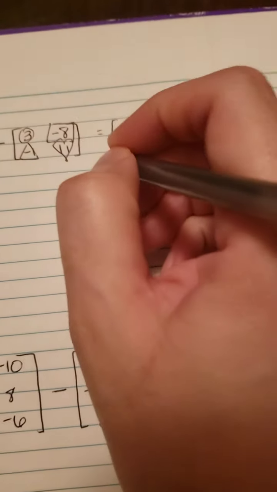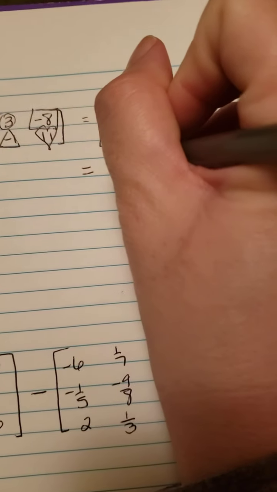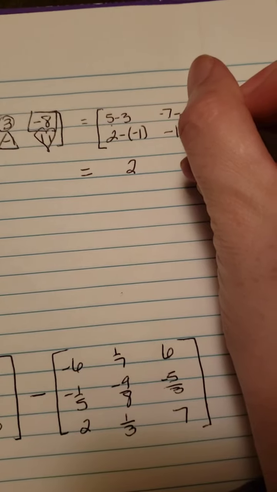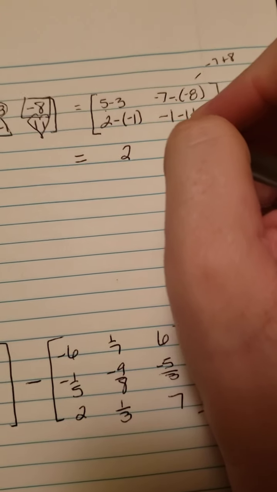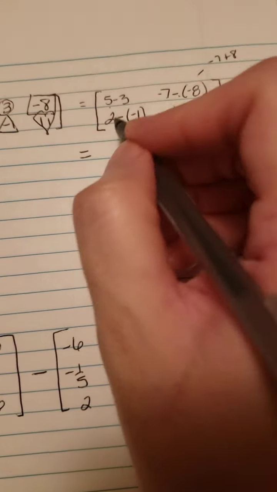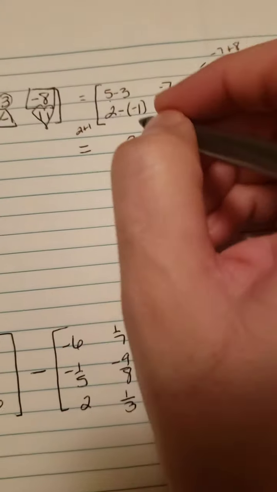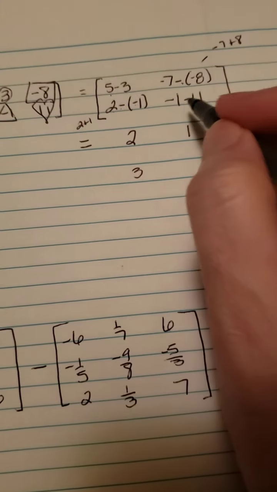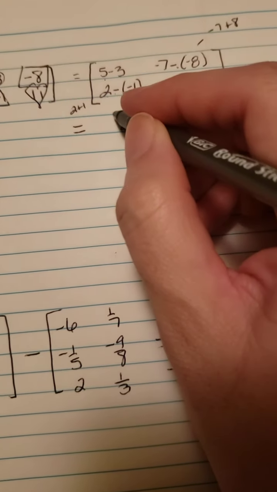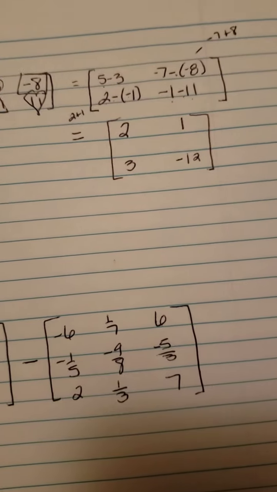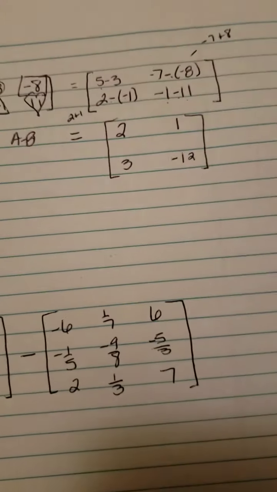Okay? So now to get my answer, I just do my subtraction. So 5 minus 3 is 2. Negative 7 minus negative 8, that's like saying negative 7 plus 8. So that's going to be a positive 1. 2 minus negative 1 is like saying 2 plus 1. So that's going to be 3. And then negative 1 minus 11 is going to be negative 12. And that's it. That's my answer for number 1, a minus b. Okay?